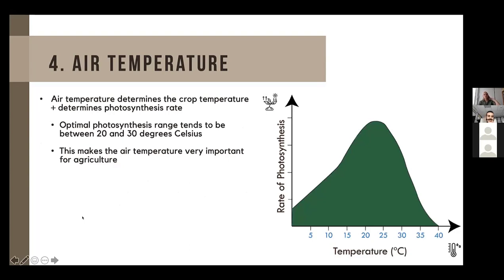Air temperature is also very important for crop production, as this is highly determinant for the photosynthesis rate. This figure shows that the optimal photosynthesis range tends to be between 20 and 30 degrees Celsius. And this then makes the air temperature very important for agriculture.